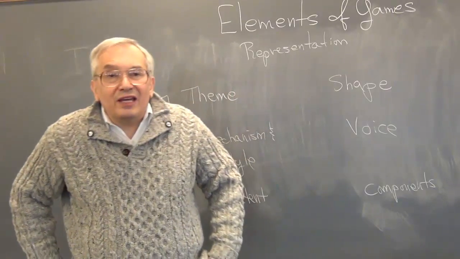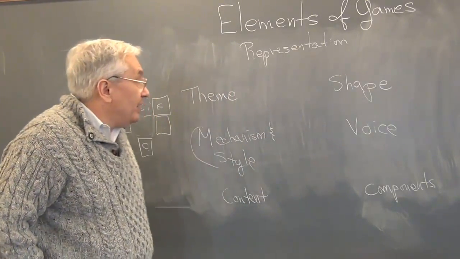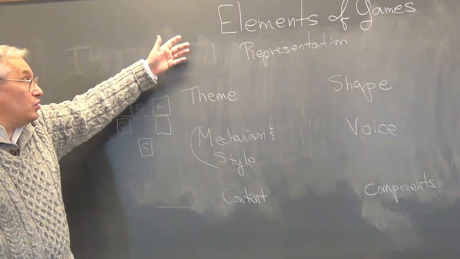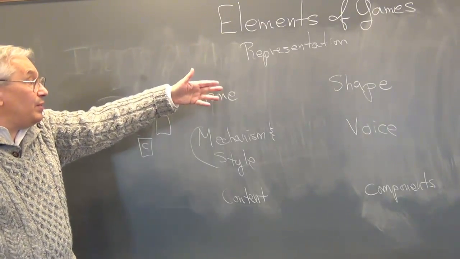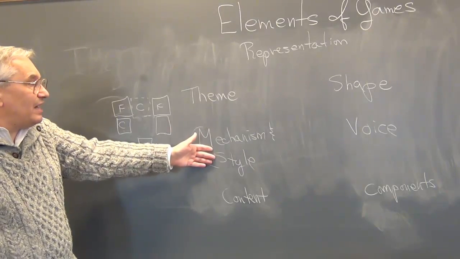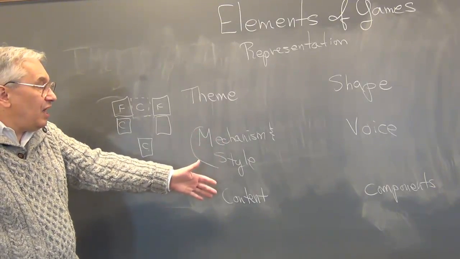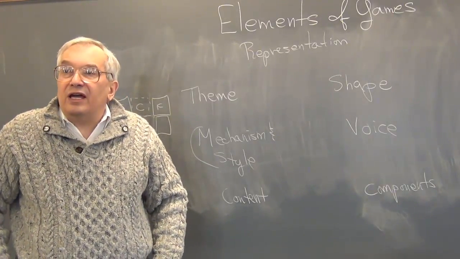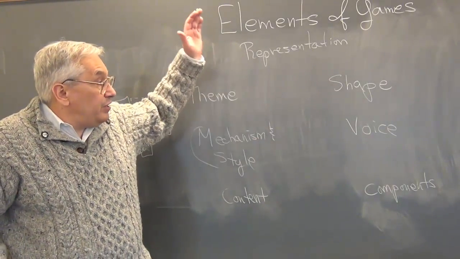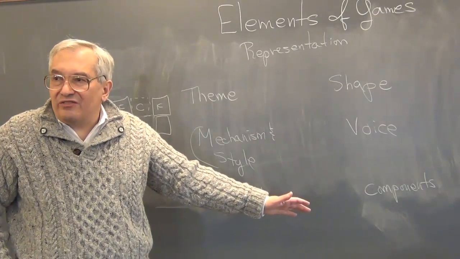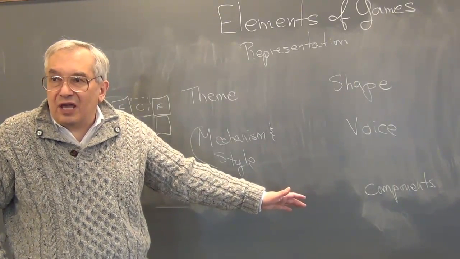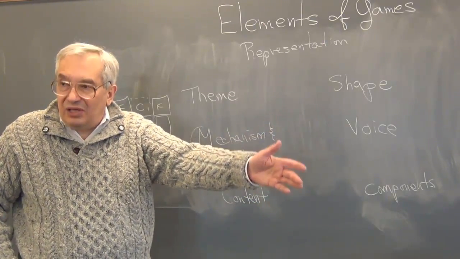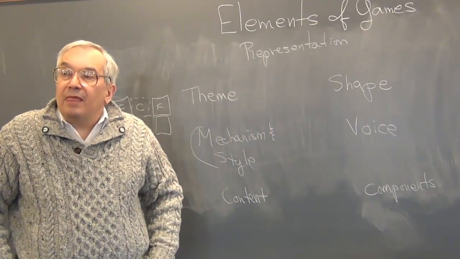So I have now sat here and I have described the 7 elements of games: representation, theme, shape, mechanism and style, voice, content, and components. What we're going to do in the next few lectures is alternate between discussing these issues, so you have some idea of what you could put into your own game, and actually building you up so you can play and play test a board game.